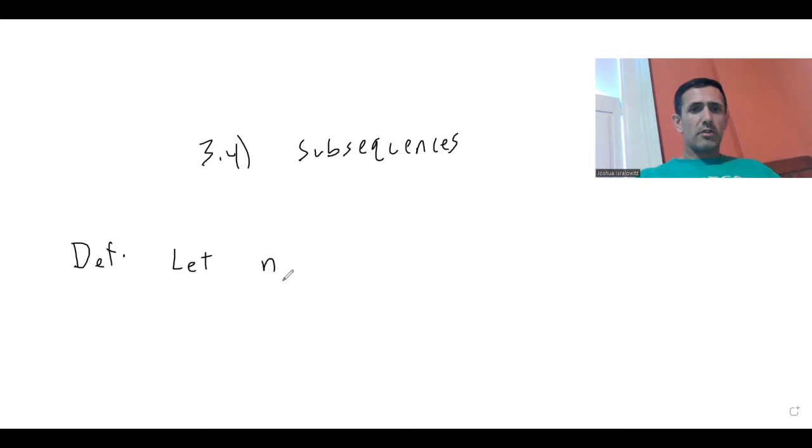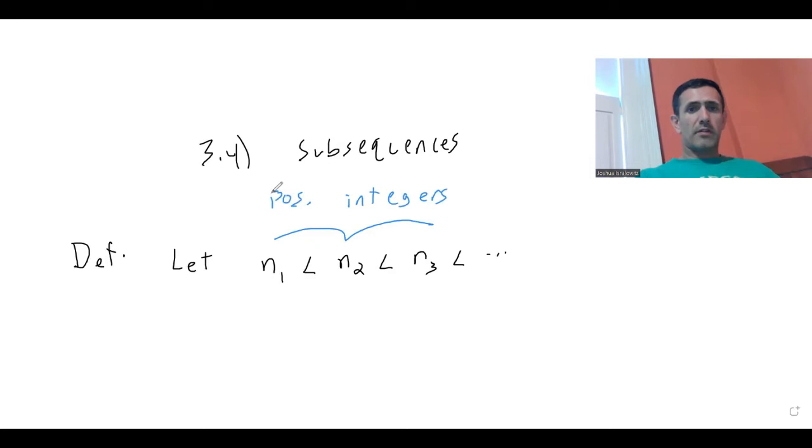Let's say I have integers n1, n2, etc. These are all integers, and they're strictly increasing. Let's say they're positive integers. So in particular, n1 could be 1, n2 could be 2, n3 could be 3. That's certainly a possibility, but we just require that this be strictly increasing. Okay?